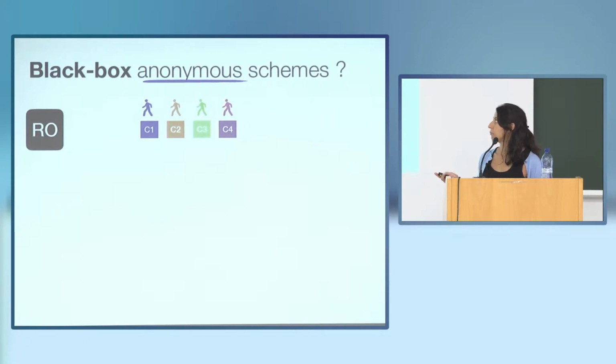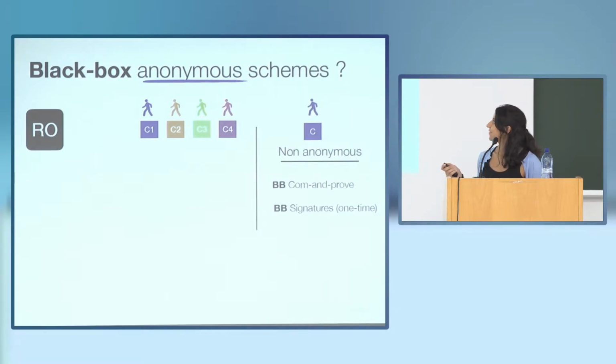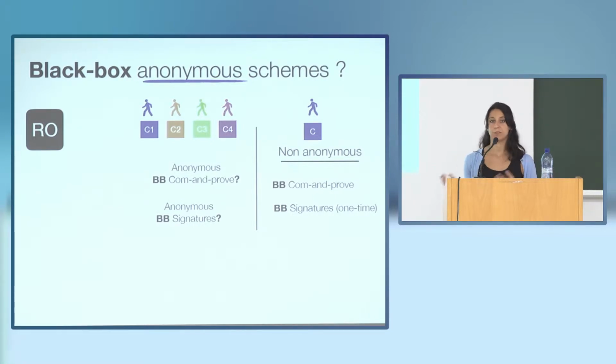And why does this question make sense? What we know in the non-anonymous setting, when, let's say, I have only one commitment and I want to prove things about the commitment, is that we know how to do black box commit and proof. We also know how to build black box signatures from any one-way function, although they are one-time. But if you are in a non-anonymous setting, a random oracle is just fine for these primitives. Now the question is, can we basically do the same thing in an anonymous setting?